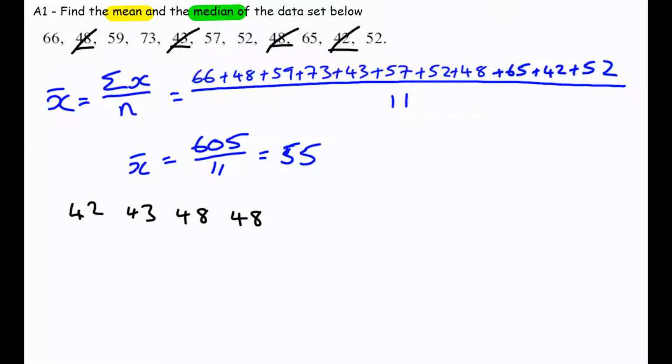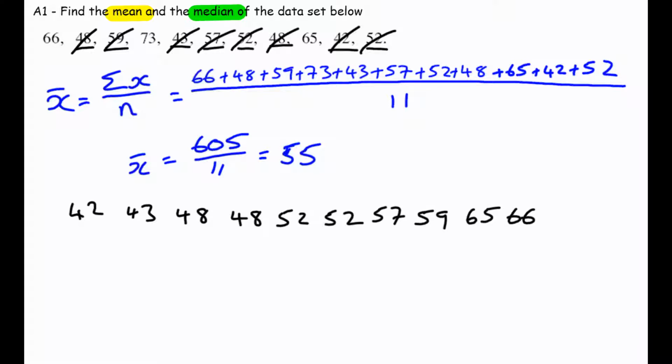What's next? Anything in the 50s? I've got a few of them right here. Once again, those numbers quite quickly in order: 52, 52, 57, 59. Okay, and then there's only a few left, so I can see that I've got 65, 66, and 73. All right, quite trivial putting those in order, but we want to make sure we're as efficient as possible.